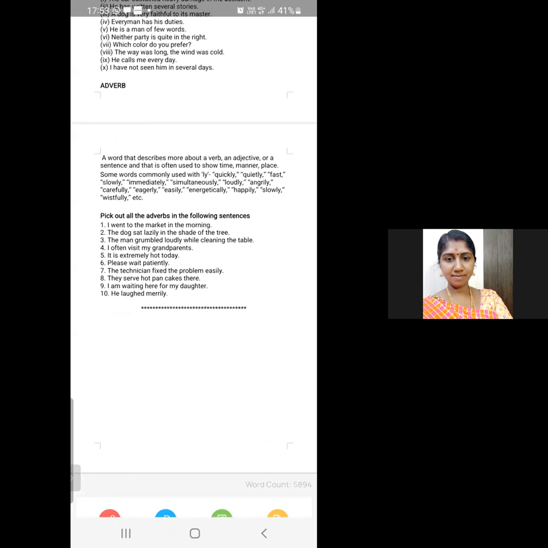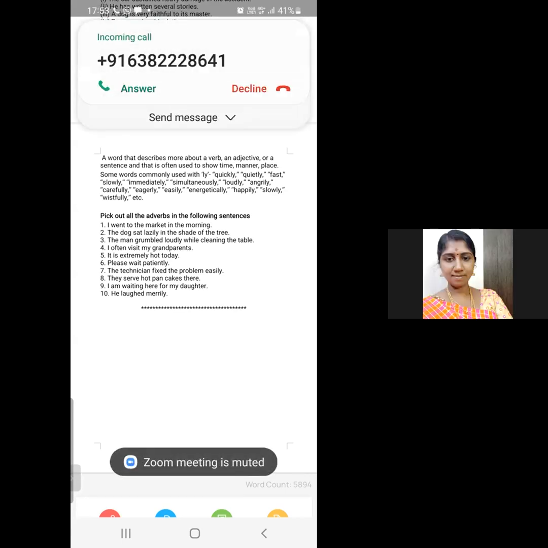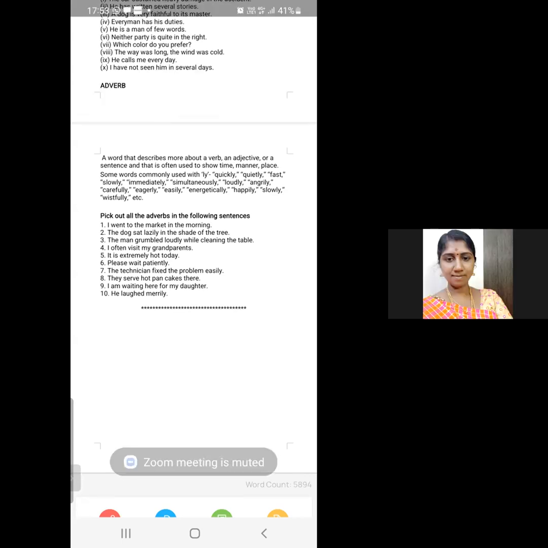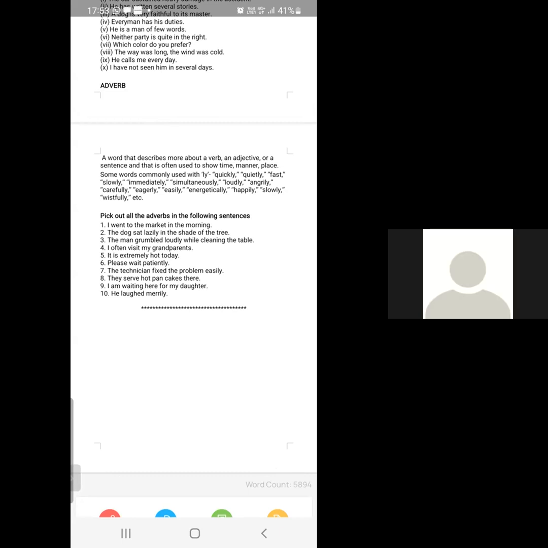I went to the market in the morning. Verbs always show the action as well as the time. So an adverb tells more about the verb. To the market in the morning. So what is the adverb? Morning. See, it shows the timing.